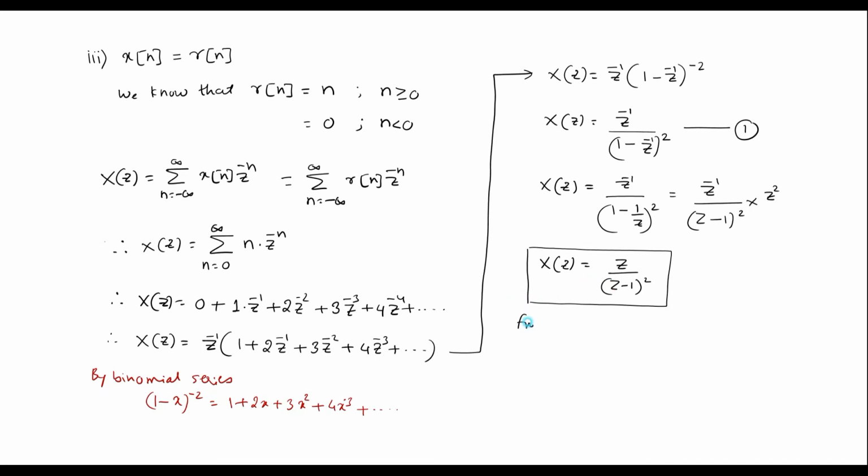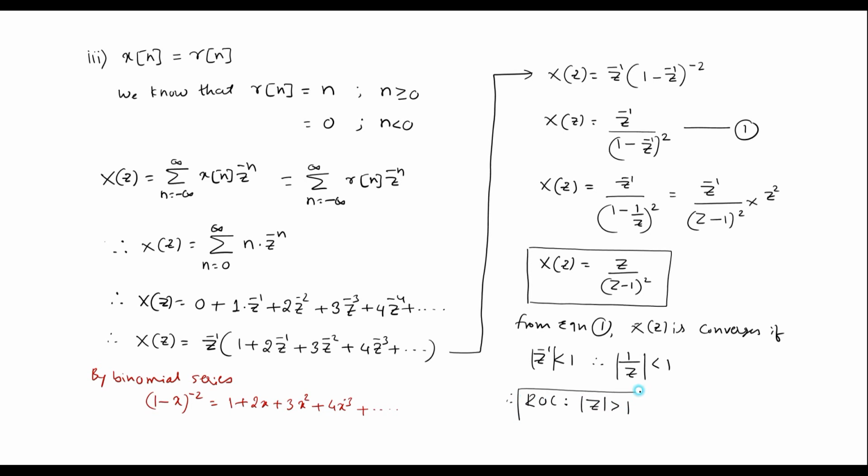So from equation 1, the series converges if the magnitude of z inverse is less than 1. Therefore, 1 by z is less than 1, or we can write the ROC as z must be greater than 1. So this is the ROC.